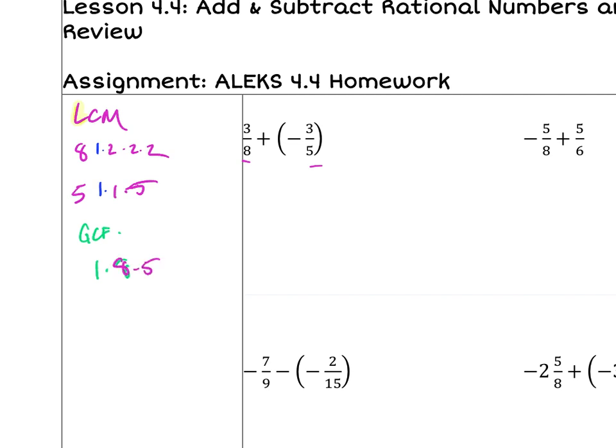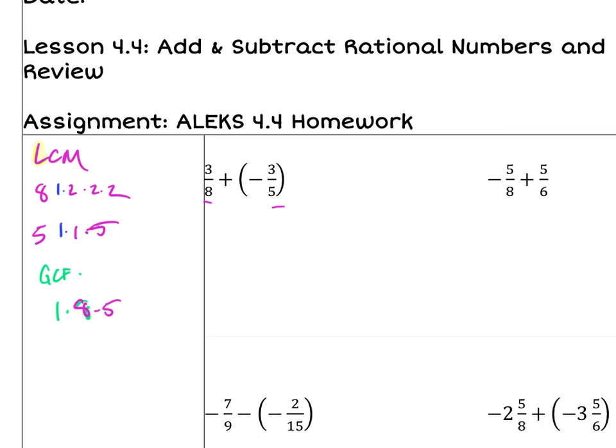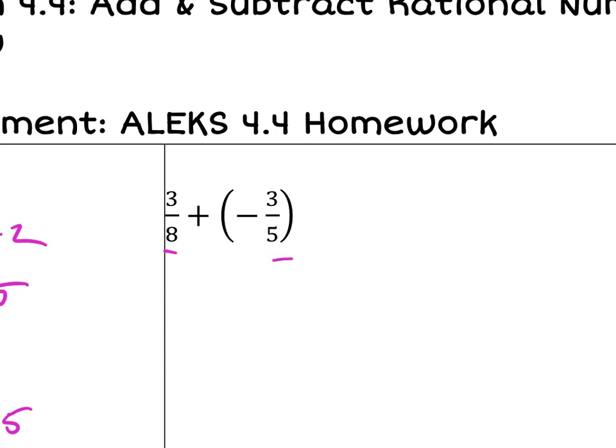So that's 40. What that means is when we look at this, we have to multiply this by 8 over 8, and we have to multiply 3/8 by 5 over 5. What that's going to give me is 15/40ths plus negative 24/40ths. Now is when I have to do my integer math. So now is when you draw that number line out.